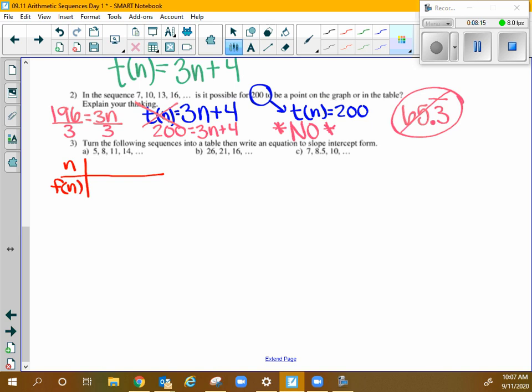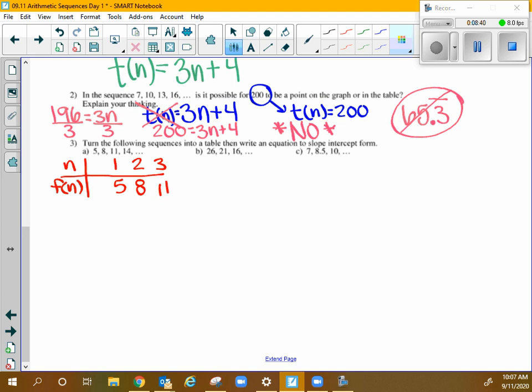Okay, so n is the position of the term. What position is 5? What position in line? First. So your first term is 5. See how I left a little space here? My first term is 5. My second term? 8. My third term? 11.